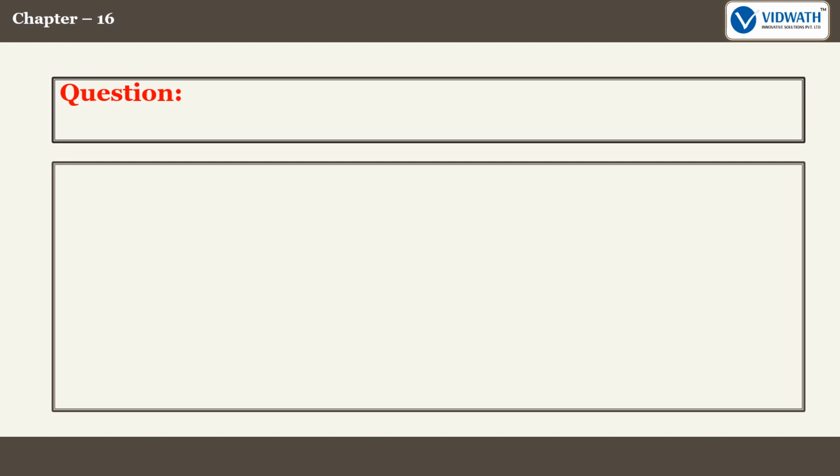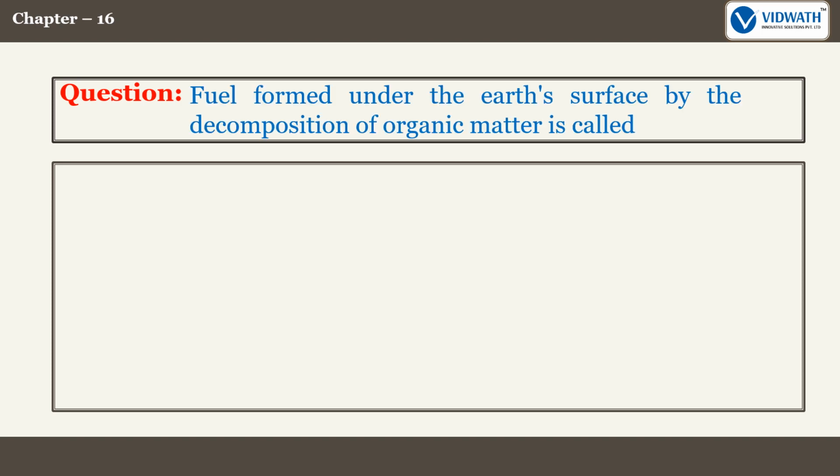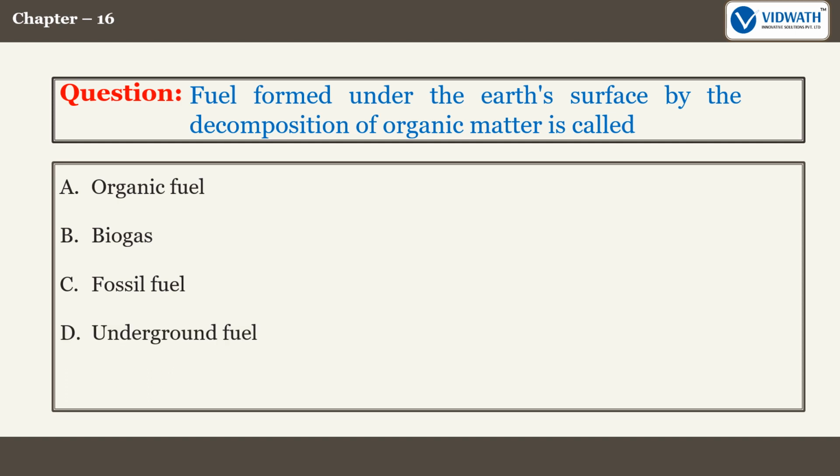Let us now check our understanding. Question: fuel formed under the Earth's surface by the decomposition of organic matter is called? Option A, organic fuel. Option B, biogas. Option C, fossil fuel. Option D, underground fuel. The correct answer is option C, fossil fuel.